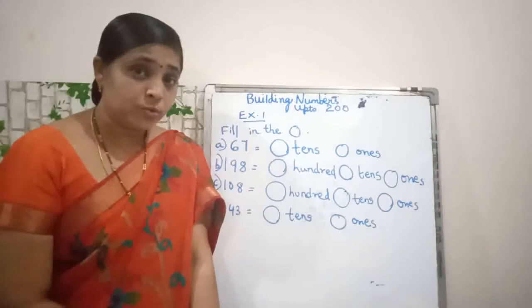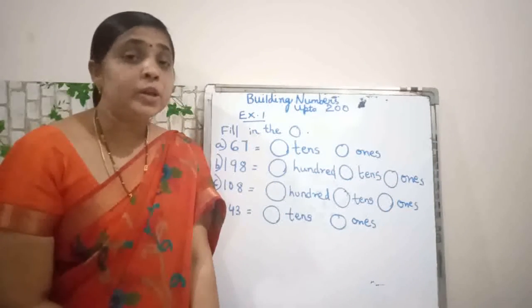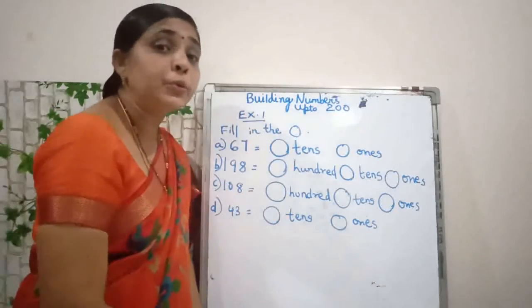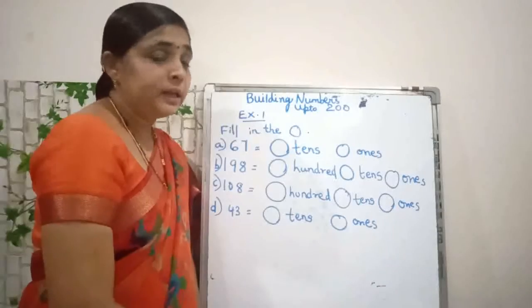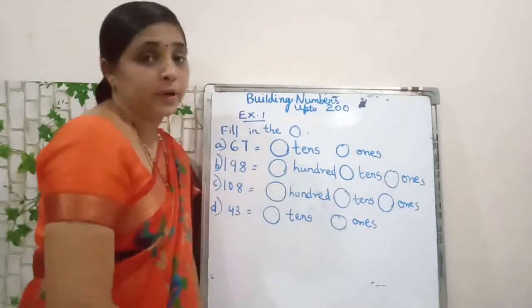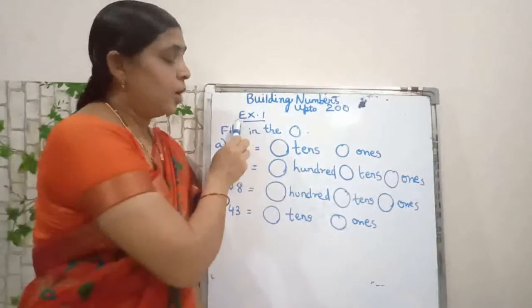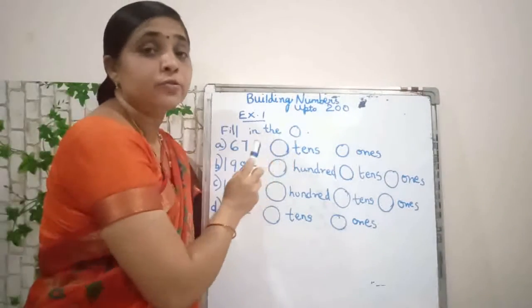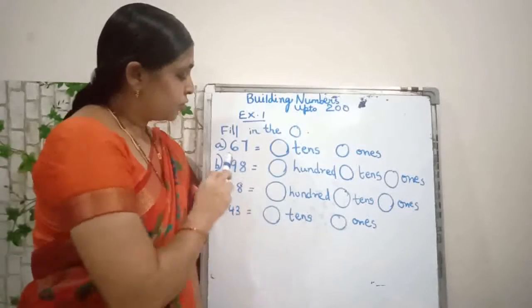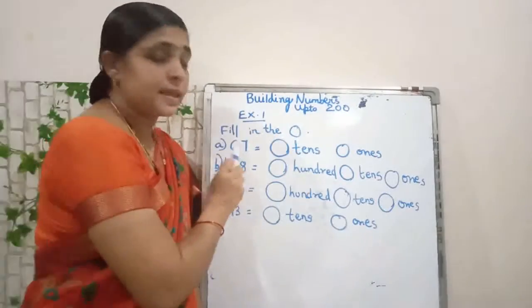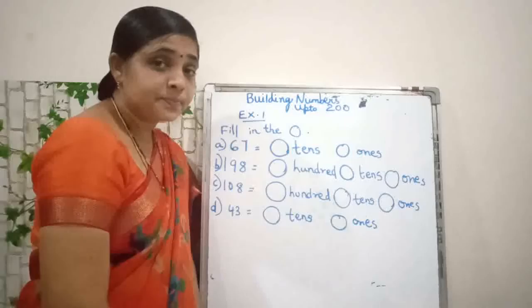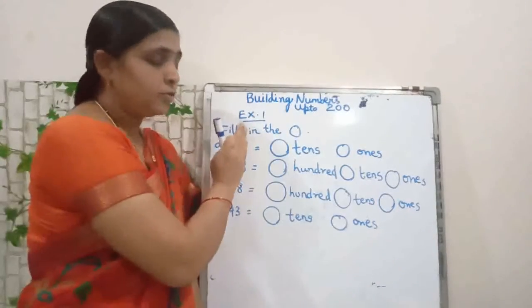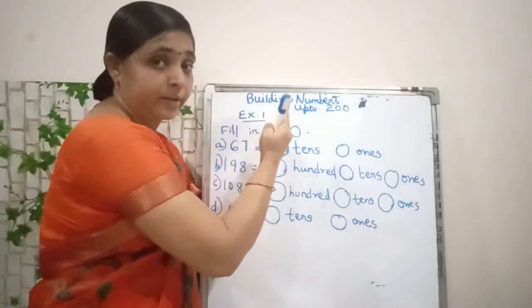Put out your classwork notebooks. Open a new page. Write down the heading: building numbers up to 200. And then write down exercise 1. Fill in the circles. You have to fill in the circle. So first one. 6, 7. What is the number given? 6, 7. So here you have to see from the right side.